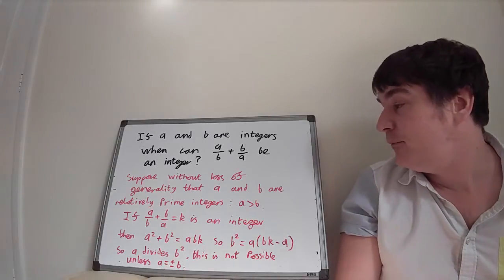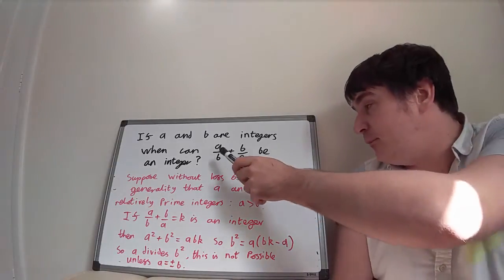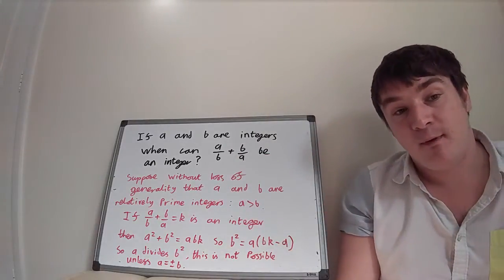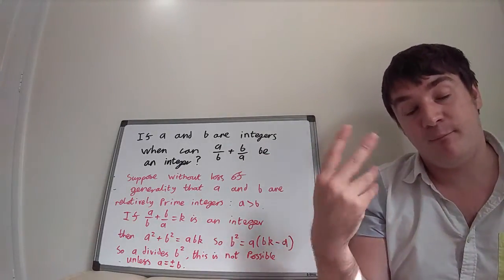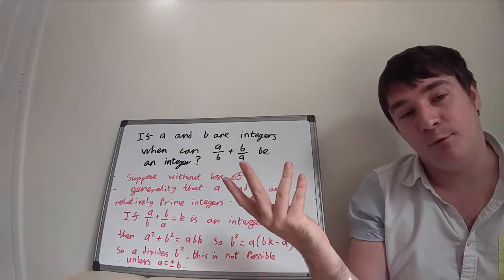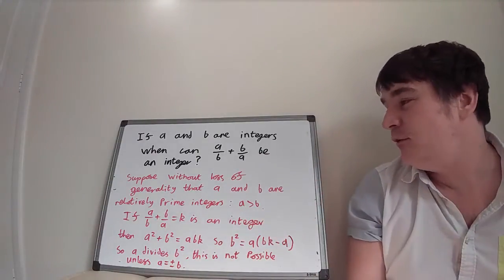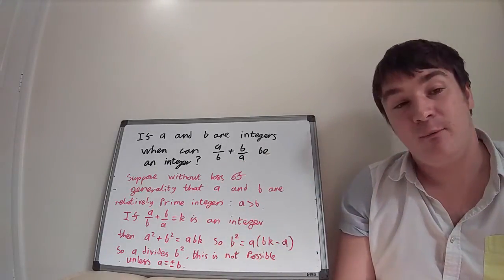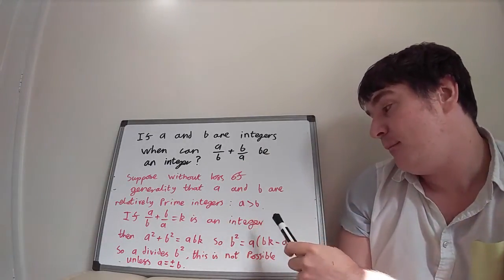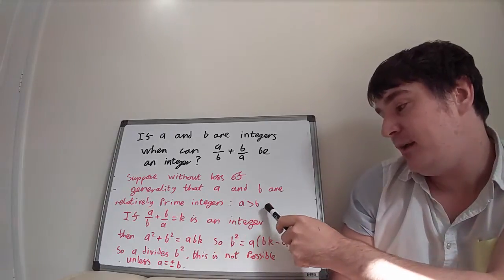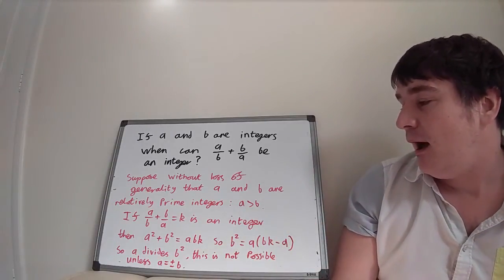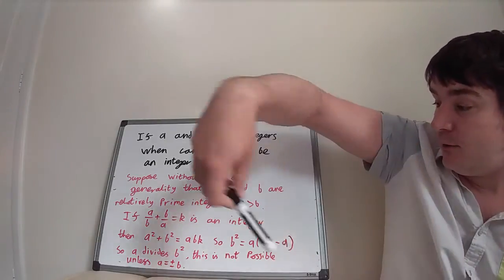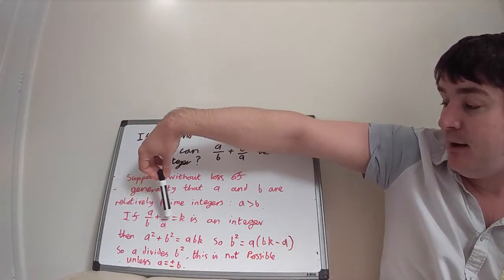We can suppose this because in these expressions only a divided by b and b divided by a appear. So if these numbers did have prime factors in common, like they're both multiples of 2 for example, then those common factors would get cancelled here anyway. So we can suppose that a and b are relatively prime, and we can suppose that a is bigger than b without loss of generality. So now let's suppose that this quantity is an integer.